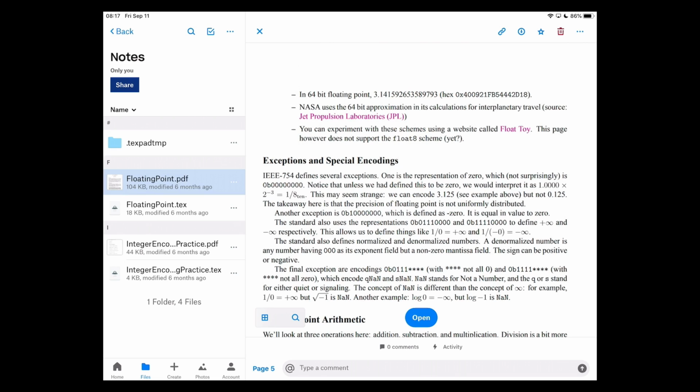And the representations for those are, if you make the exponents all ones and the mantissas all zeros, then that allows us to use these encodings to represent plus or minus infinity, okay, which is useful, right? Or at least I think it is.